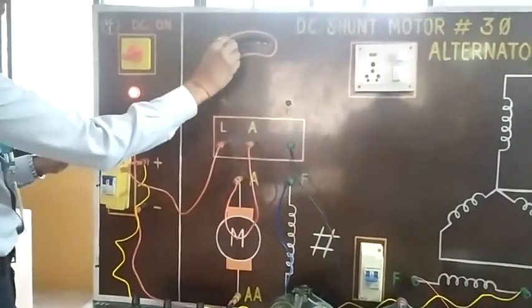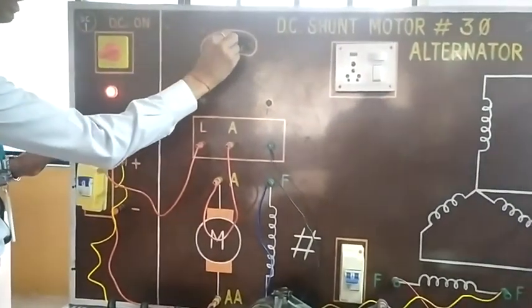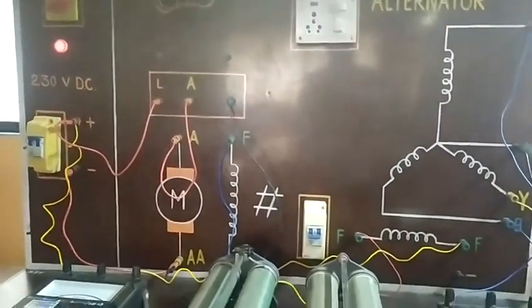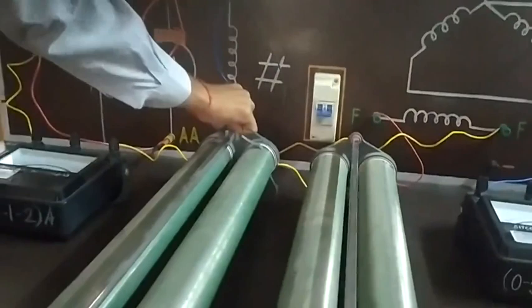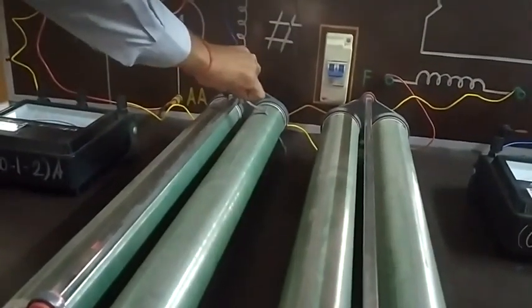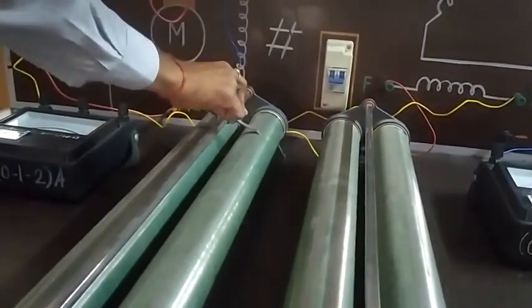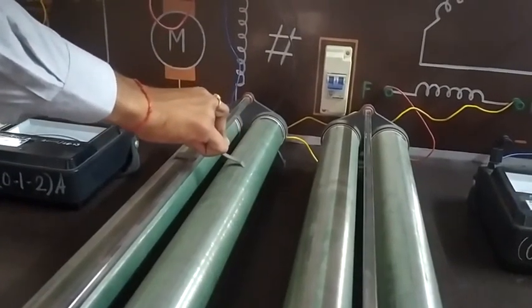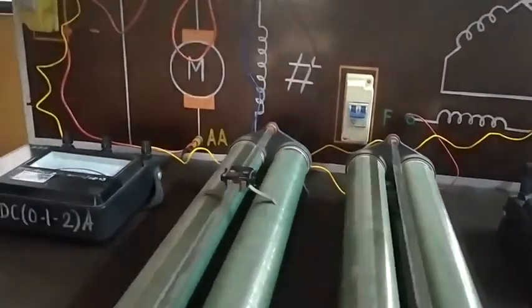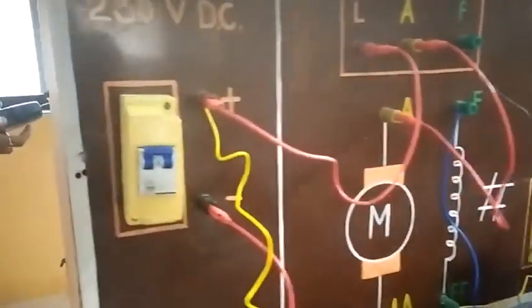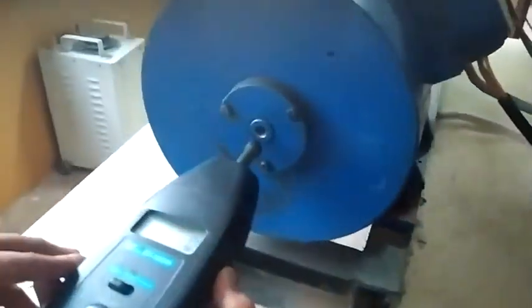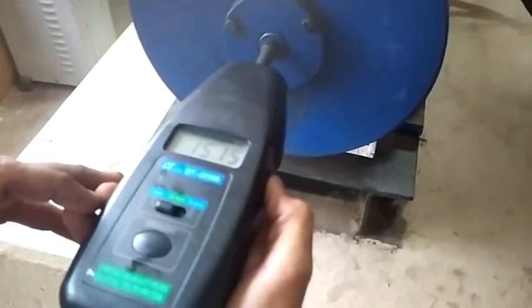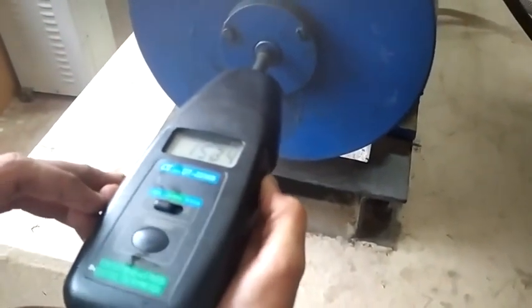By using the 3-point starter, I am switching on the DC shunt motor. Now by varying the field rheostat, I can bring the speed of the alternator to its synchronous value. The synchronous speed of the alternator is about 1500 rpm. Now I will first check the speed of the alternator. Now I got about 1500 rpm.